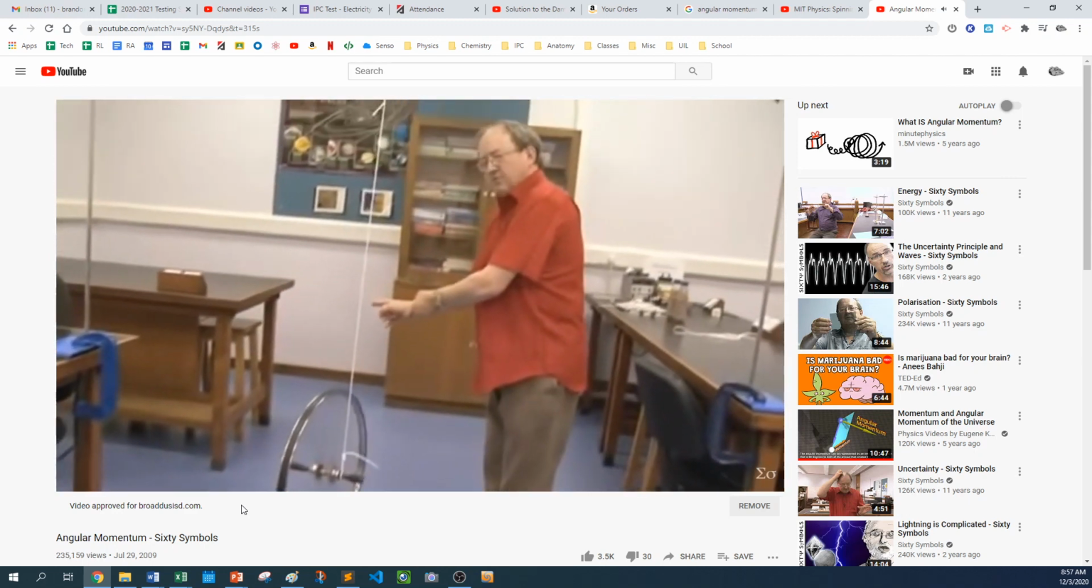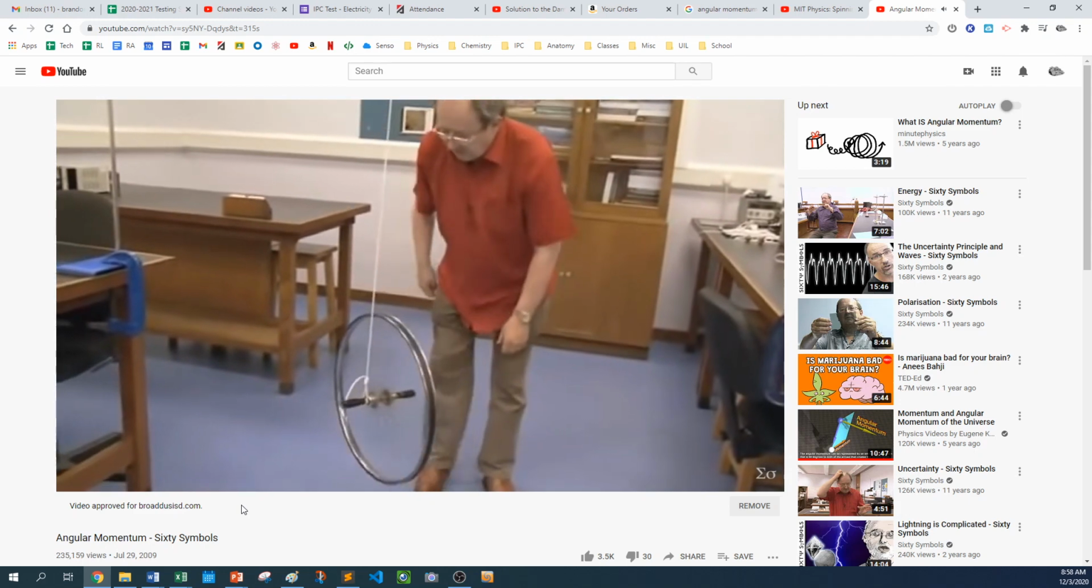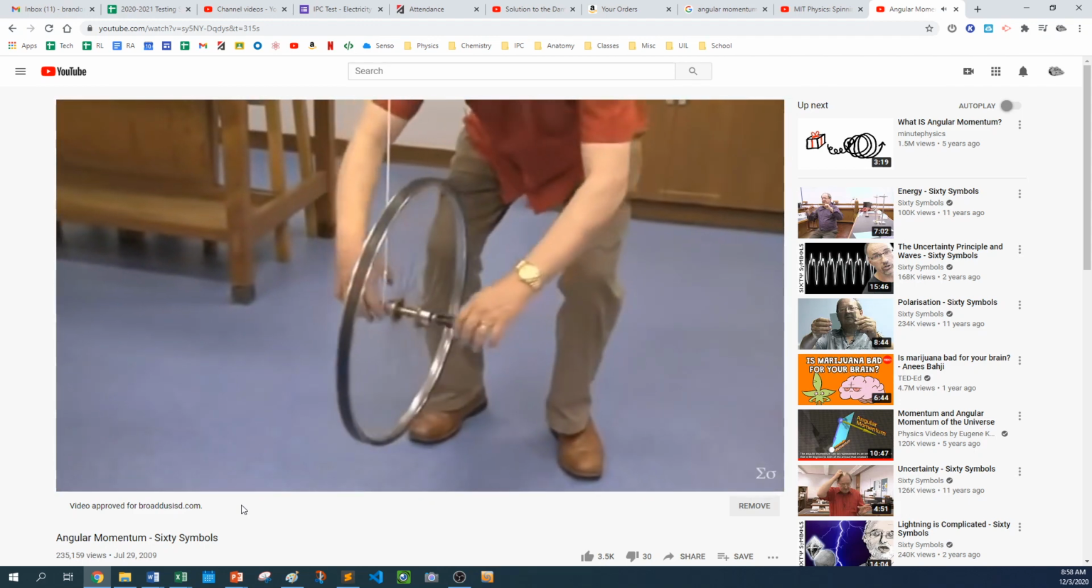Unfortunately, it tries to tip over. When it tries to tip over, it goes round in a circle. But it doesn't want to fall off. This is a very, very stable arrangement.